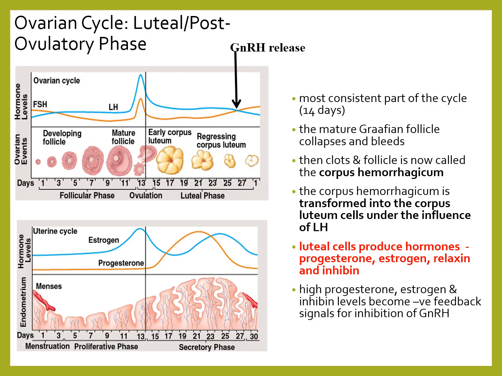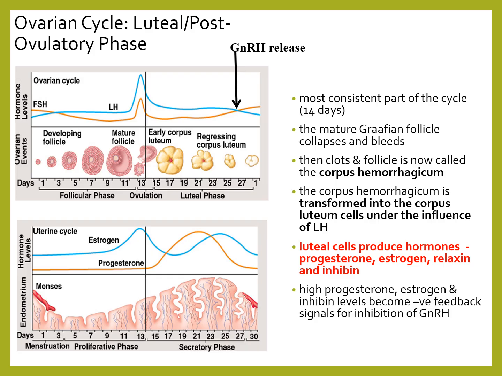We've now undergone ovulation. The mature Graafian or tertiary follicle has ruptured, and it has released the secondary oocyte. In the luteal phase, the mature Graafian follicle collapses and begins to bleed. That bleeding follicle is going to clot, and it's going to be called the corpus hemorrhagicum. This clot is important because it is going to result in the transformation of this corpus hemorrhagicum into the corpus luteum. And this transformation is going to be under the control of luteinizing hormone.